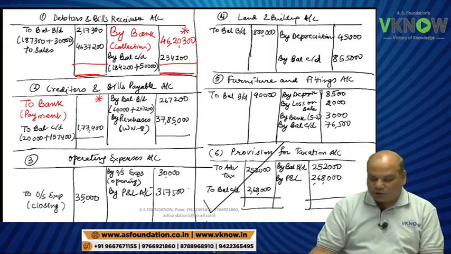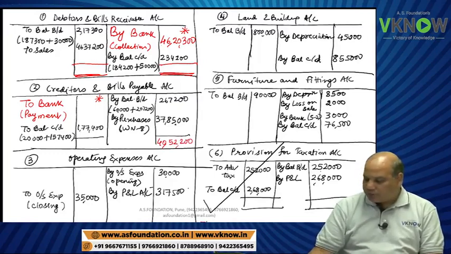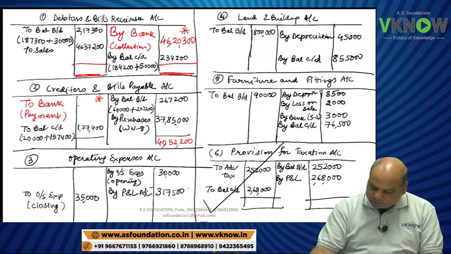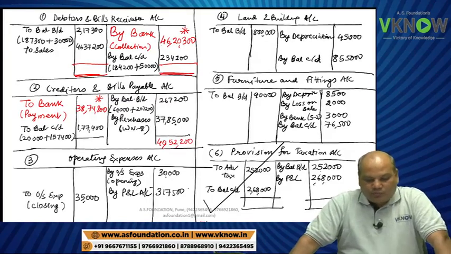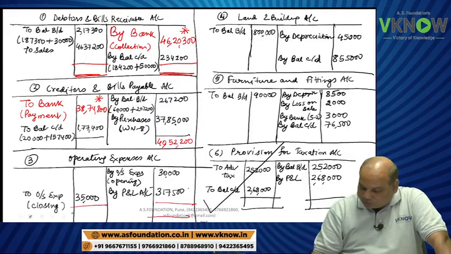Take credit side total first. 40 lakh 52,200 minus debit side. So how much is payment to creditor? Tanya is right. 38 lakh 74,800 payment to creditors. Check. Operating expenses also, please give me the answer.